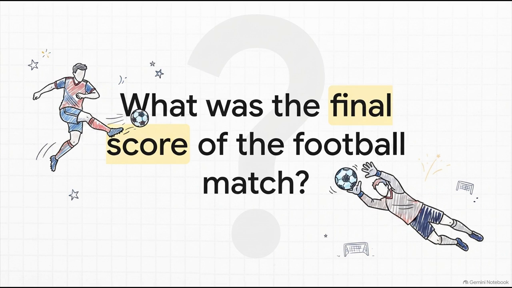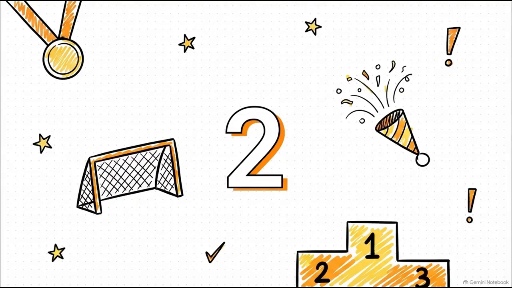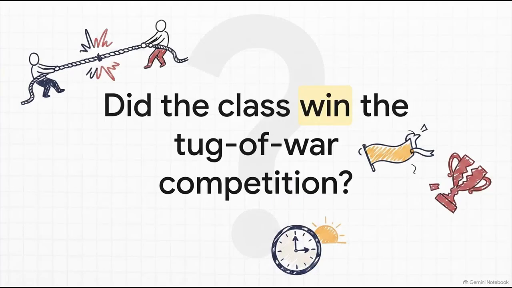All right, let's turn up the heat with question 2. What was the final score of the football match? This one is testing your memory of the events section. Remember Andy's amazing goal in the second half? Or how about the goalie's fantastic save in those final minutes? 2-1. That was the winning score. It's specific details like this that make a recount text feel so vivid, so real to the person who's reading or listening to it.